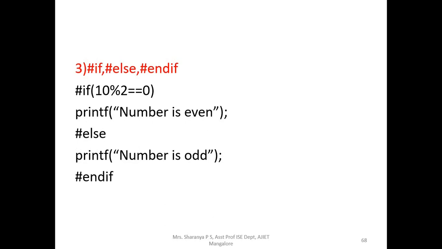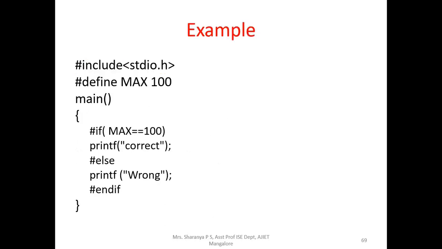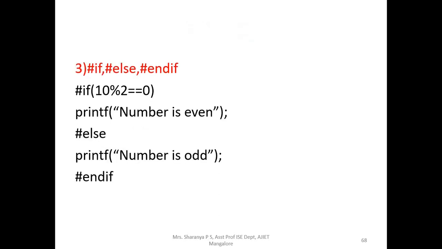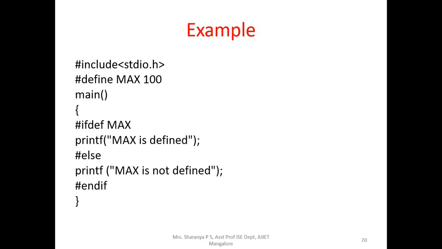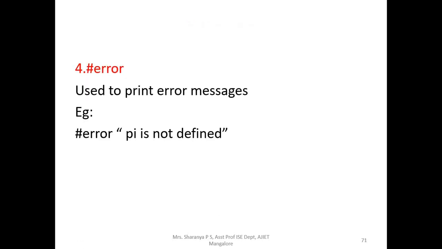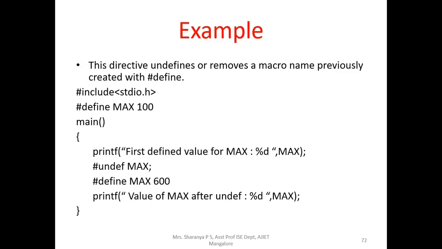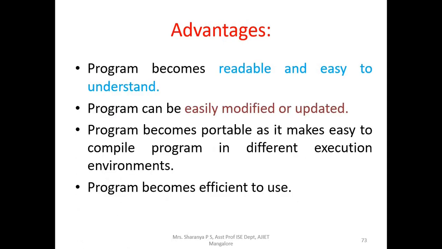It displays false. With the previous program we were trying to find whether the number is even or not, and in this we are just checking whether the max value is 100 or not. With the next one, with ifdef we are trying to check whether max is defined, and we print that max is defined. One more example: we are trying to de-refer the macro that we have defined. This is an example of different types of macros.